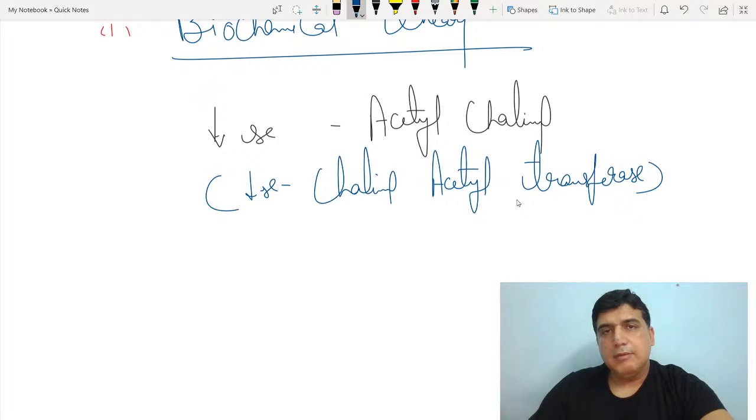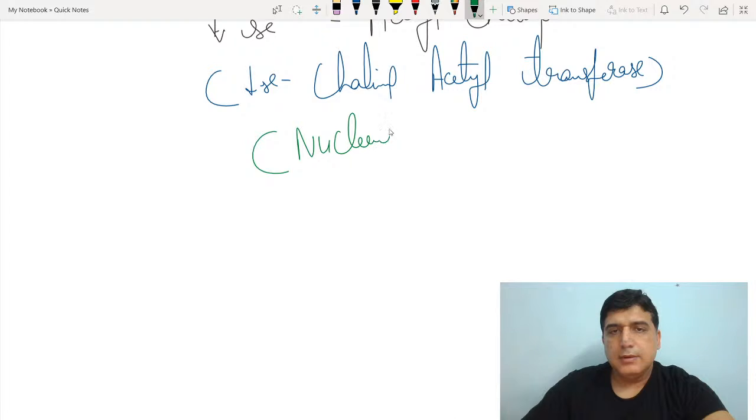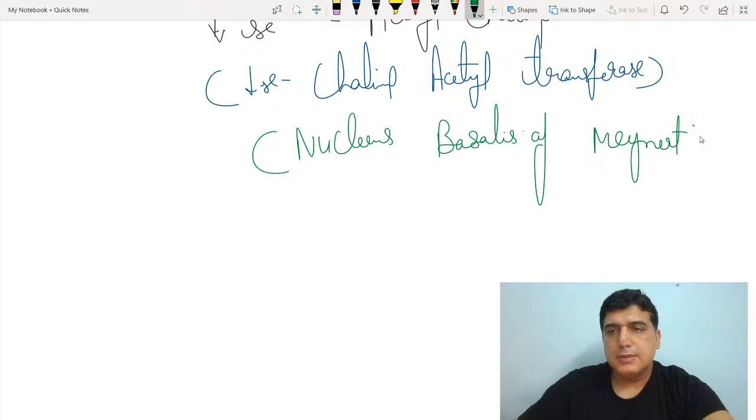There are two enzymes. One enzyme is responsible for synthesis, one enzyme is responsible for metabolism. Choline acetyl transferase is responsible for synthesis and acetylcholine esterase is responsible for metabolism. So either acetylcholine will decrease or they will say decreased level of the enzyme responsible for synthesis, and that is choline acetyl transferase. Where does it decrease? In the nucleus basalis of Meynert.